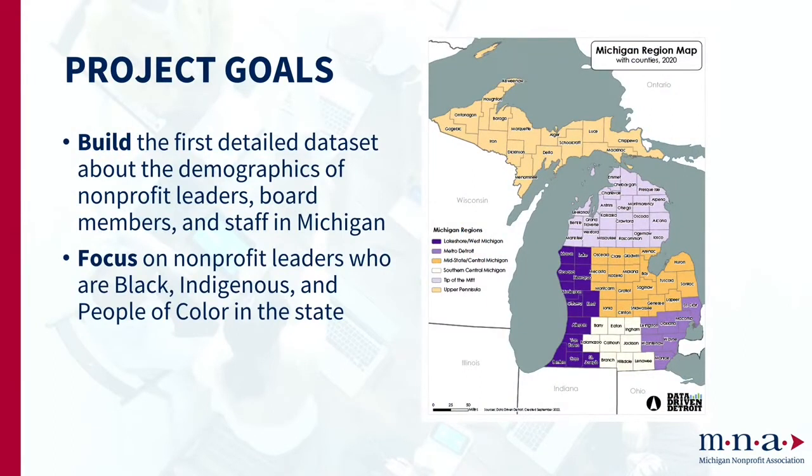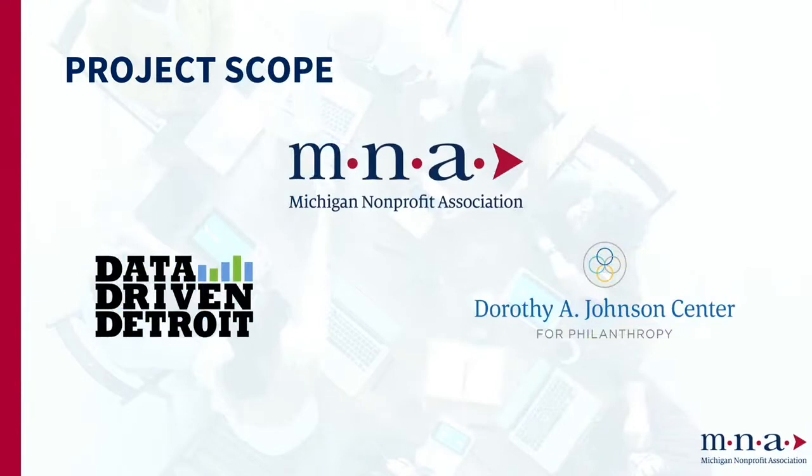The project goals were to build the first detailed data set about the demographics of nonprofit leaders, board members, and staff in Michigan. And in thinking about historical underrepresentation of BIPOC leadership in the nonprofit sector due to systemic barriers based on race and ethnicity, as well as thinking about the racial funding gap, where, for example, we saw revenues and unrestricted net assets of BIPOC nonprofits as much smaller than white-led nonprofits. We also focused this on BIPOC and Indigenous and people of color in Michigan.